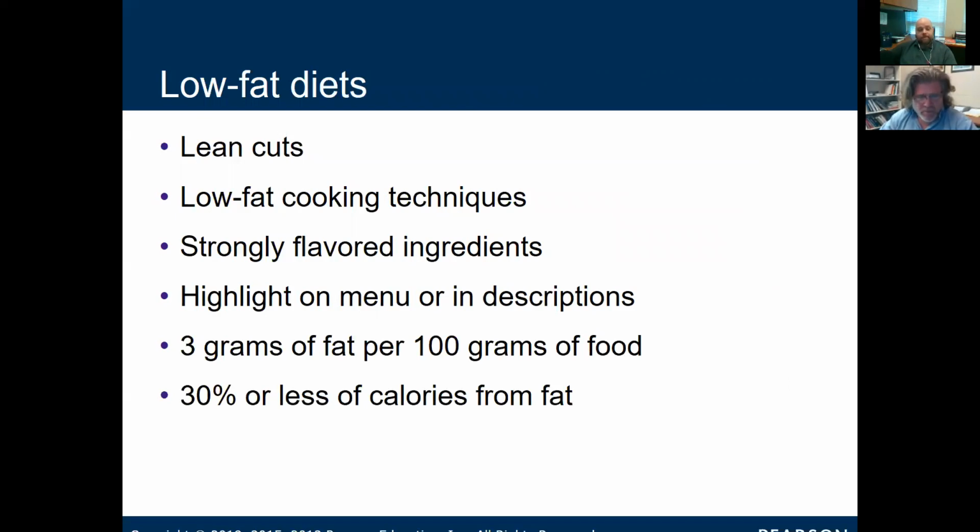The guidelines for low fat are less than 3 grams of fat per 100 grams of food, or 30% or less of the calories from fat. Typically you're going to highlight these options on your menu. Some places will call them heart healthy or whatever. The catchphrase at the time is what they're probably going to label them as.